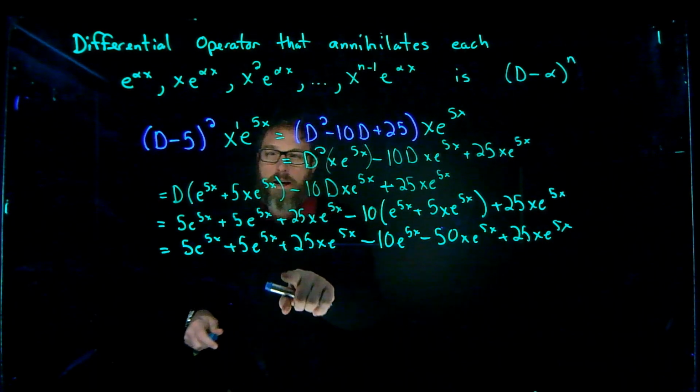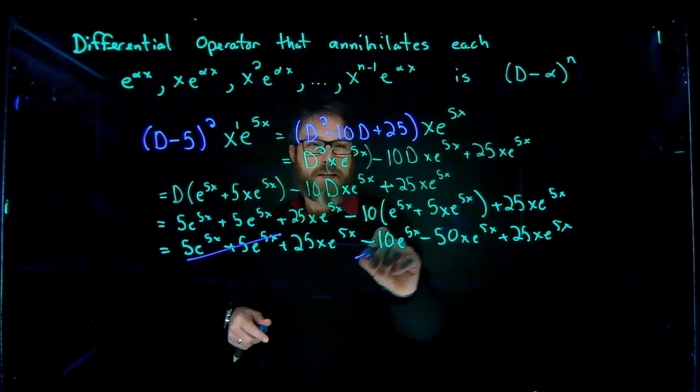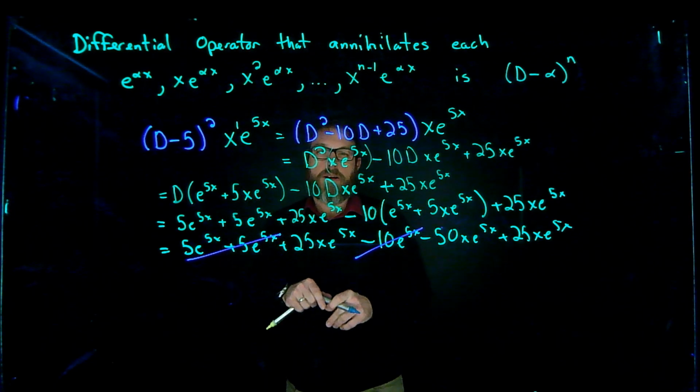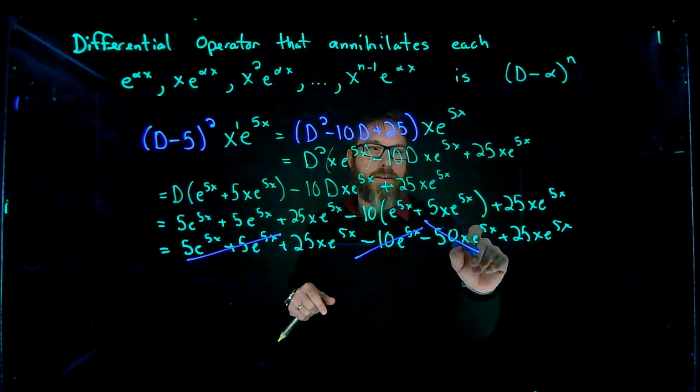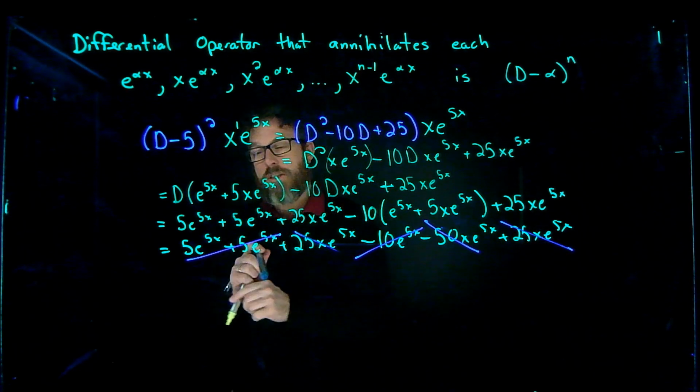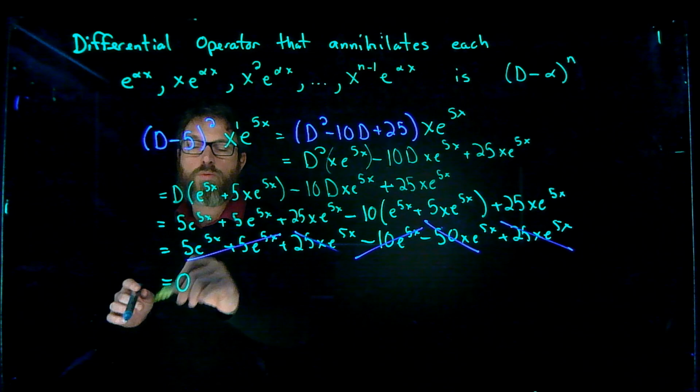Well, all right. I got a plus 10e to the 5x, I got a minus 10e to the 5x. That's done. I have a negative 50xe to the 5x, and I got a positive 50xe to the 5x. So this indeed is equal to 0. So this is working.